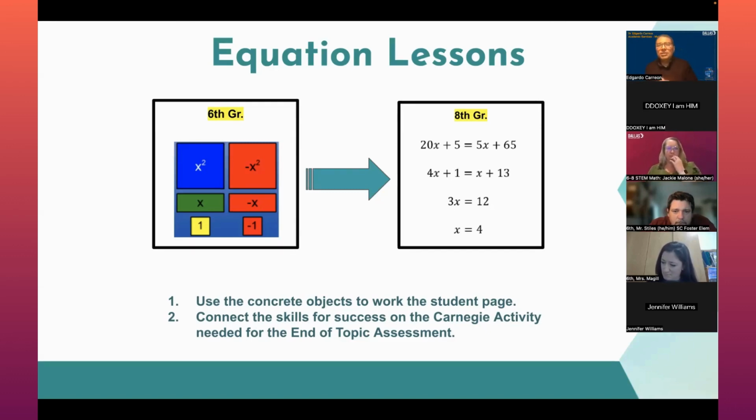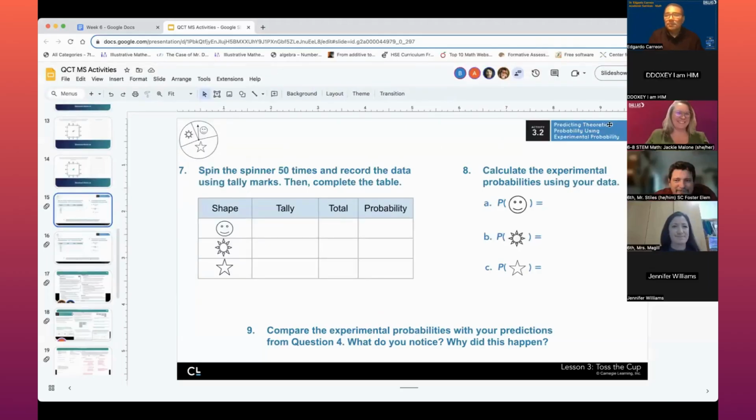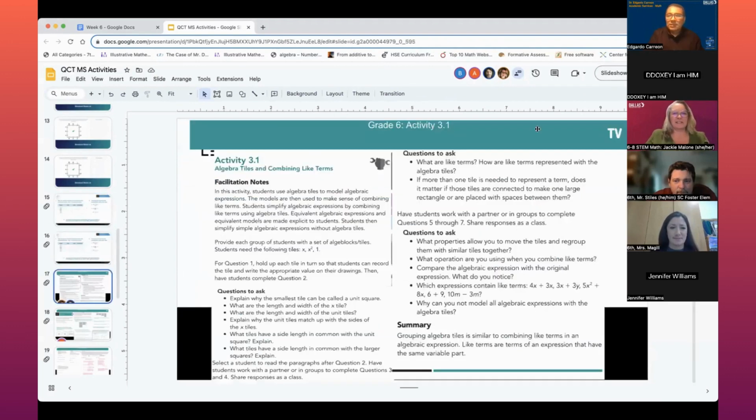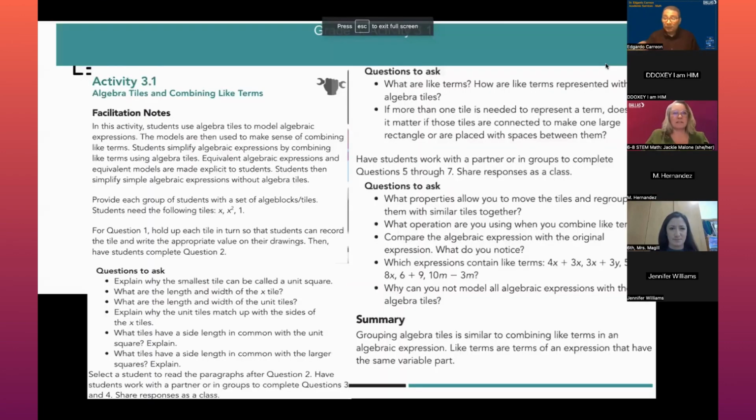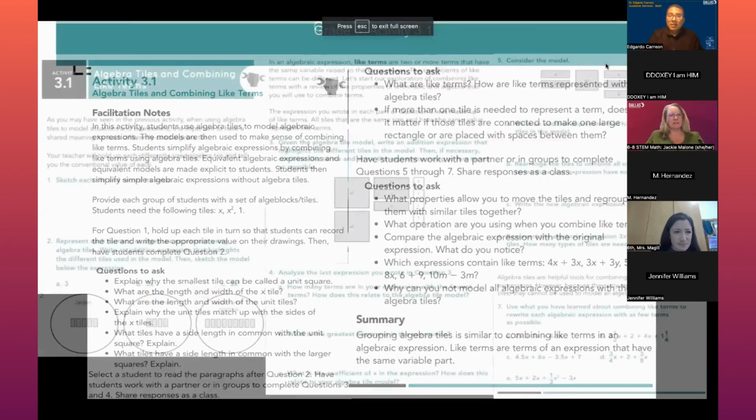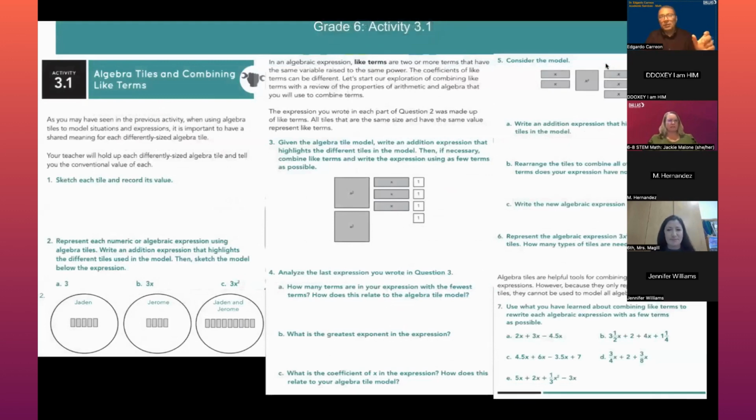So let's focus on the 8th, and I'm going to try to pull my slides up. Can you see it now? Yes. Okay, so here's the lesson for 6th grade. The lesson involves, first of all, representing expressions using algebra tiles. That is 6th grade. Eventually, you will move to using the algebra tiles to solve equations.